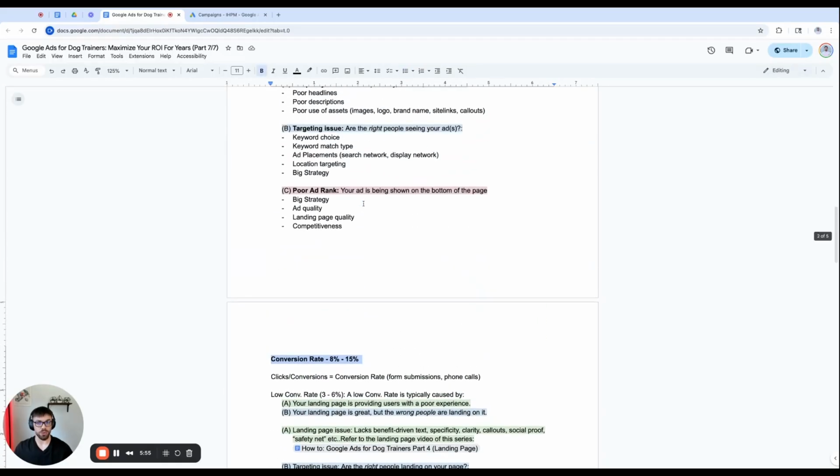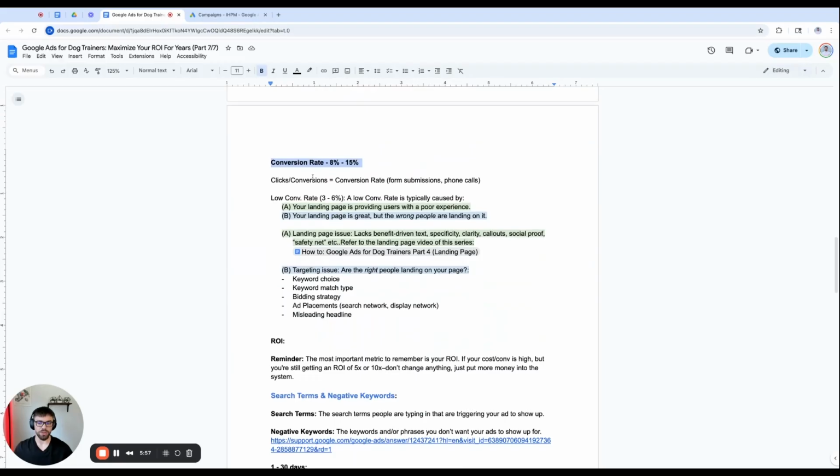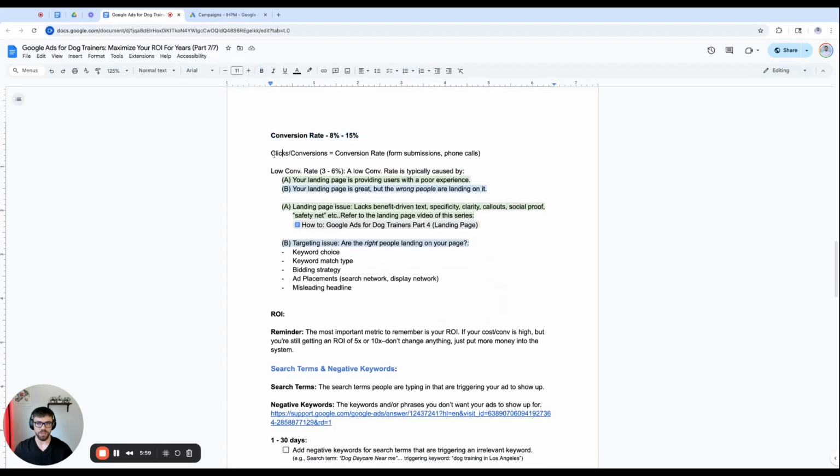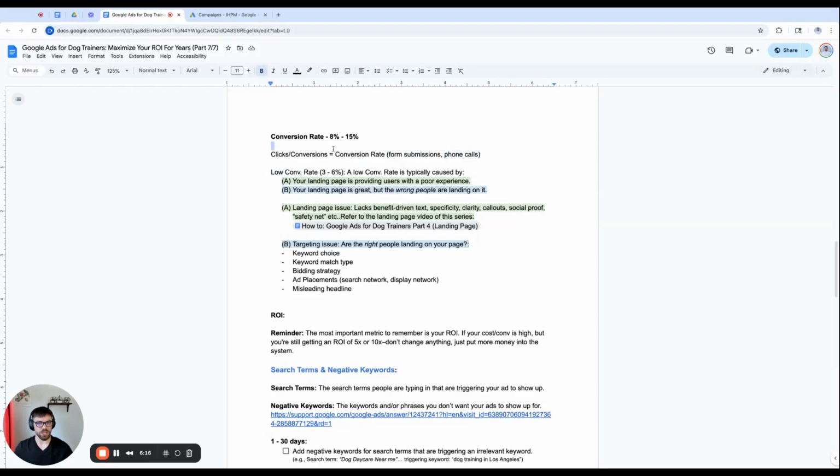So that is click-through rate. Now let's cover conversion rate. Conversion rate is calculated by taking your clicks and dividing them by conversions, and that is how you find your conversion rate. And conversion rate is typically going to consist of form submissions and phone calls. Okay.